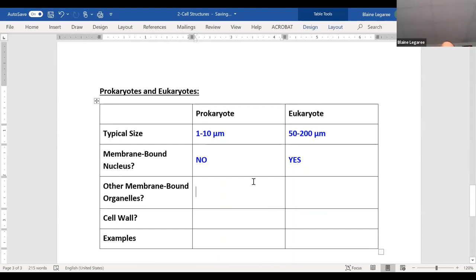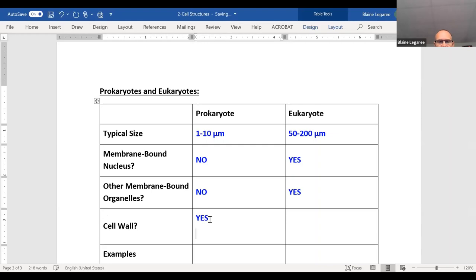items to this table. And like I said, this is just a basic list, and we will be discussing these in a lot of detail in the next few weeks. I will add more details to this table. Other membrane-bound organelles: no, at least not usually. There are a few weird exceptions in the bacterial world. And in eukaryotes, yes. So cell wall. Okay, so yes for prokaryotes.